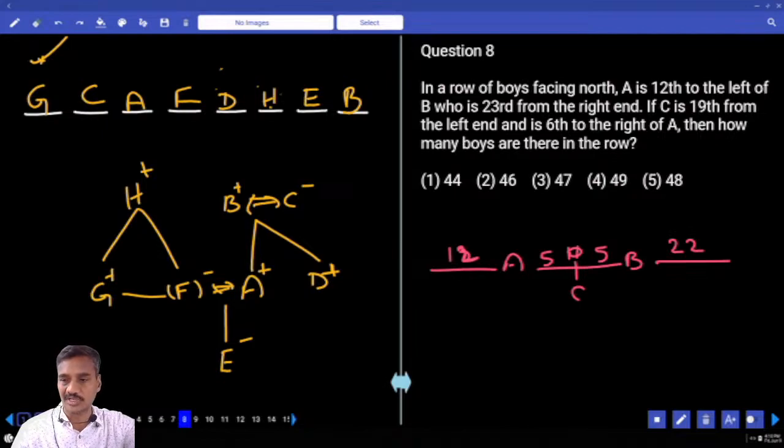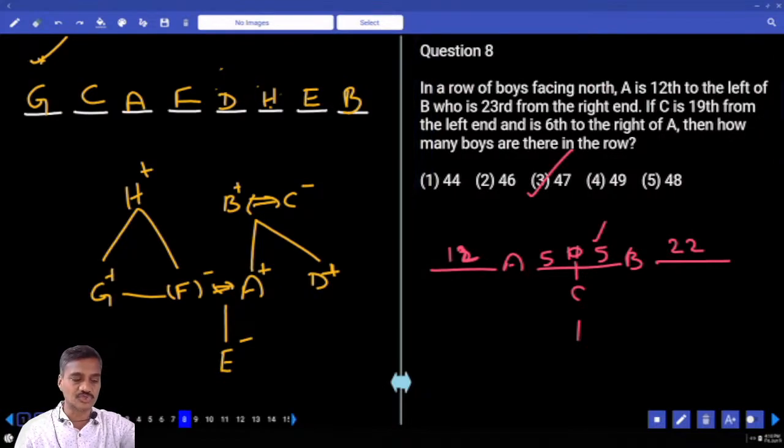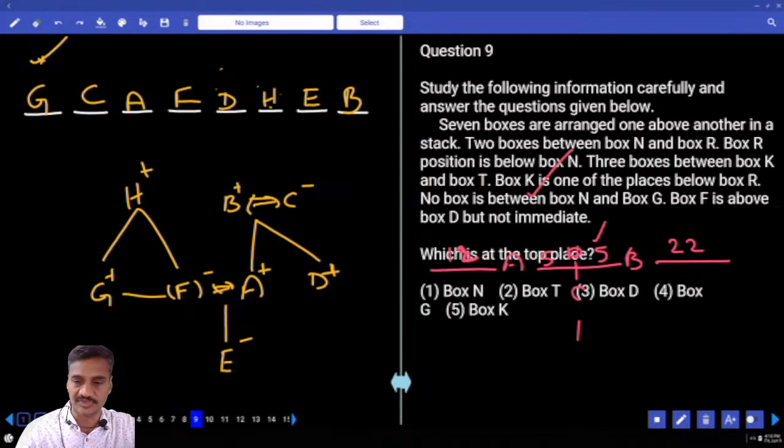Then how many boys are there in the row? Now tell me the total number here. C is 19. 19 plus 5 is 24, plus 1, 25, plus 22, that is 47. Choice 3, question number 8. Total number of persons is 47.